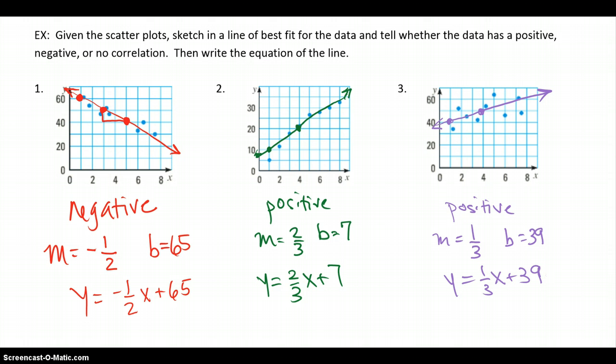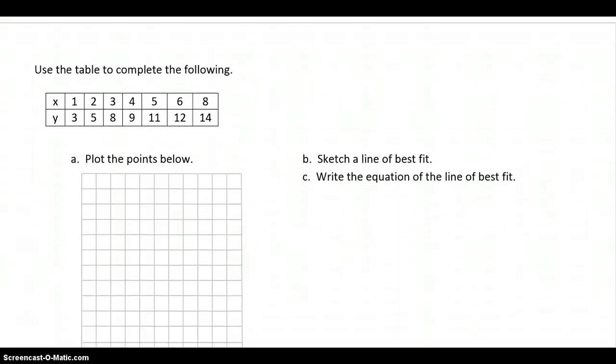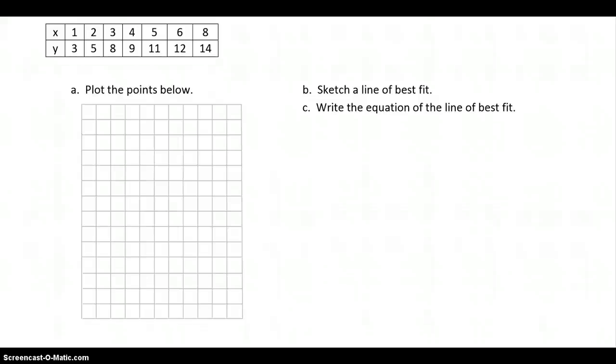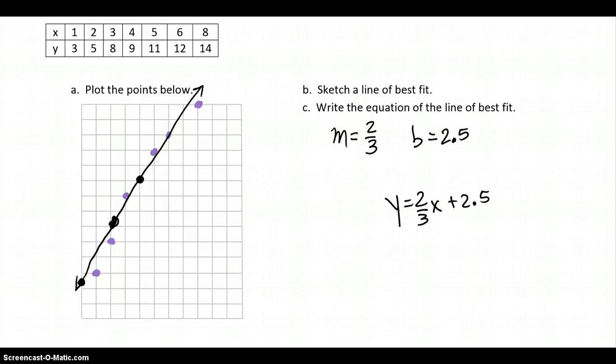Okay. So now if you flip, it says use the table to complete the following. You are going to use that table to plot the points, sketch a line of best fit, and write the equation of the line of best fit. So all the stuff that we've just done, but you have to plot the points first and do all of it. Okay? So go ahead and try that. Okay, so I plotted those points and I sketched my line. I found a couple points that gave me a slope of 2/3. Actually, I'm sorry, that should be 3/2. Rise 3, run 2. My mistake.